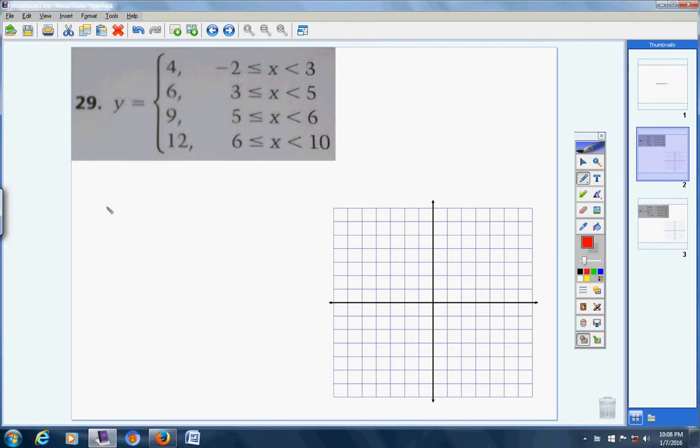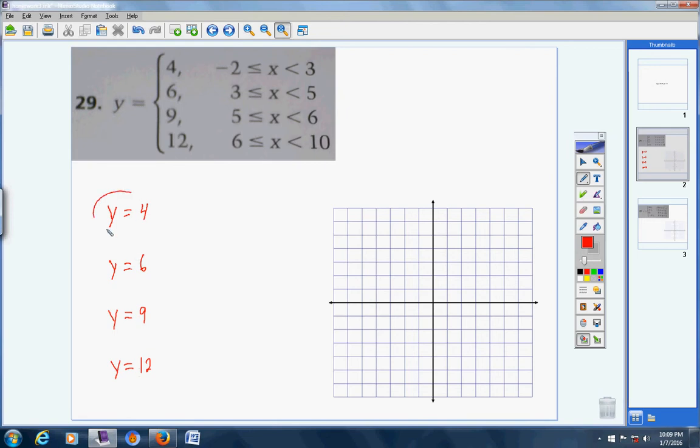So here we go. We have four pieces. Y equals 4, y equals 6, y equals 9, and y equals 12. Okay, so there's your four pieces. Now, obviously we're going to have four horizontal lines because each equation has a y only and no x. So each one of these will be a horizontal line.